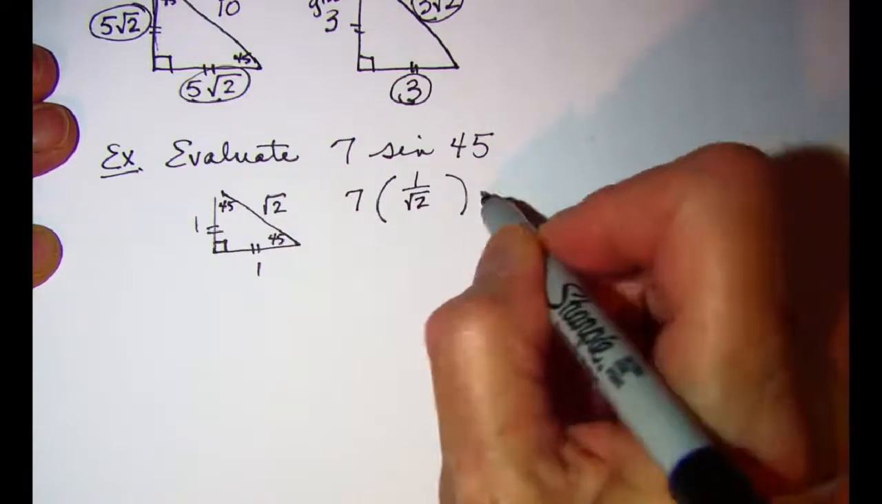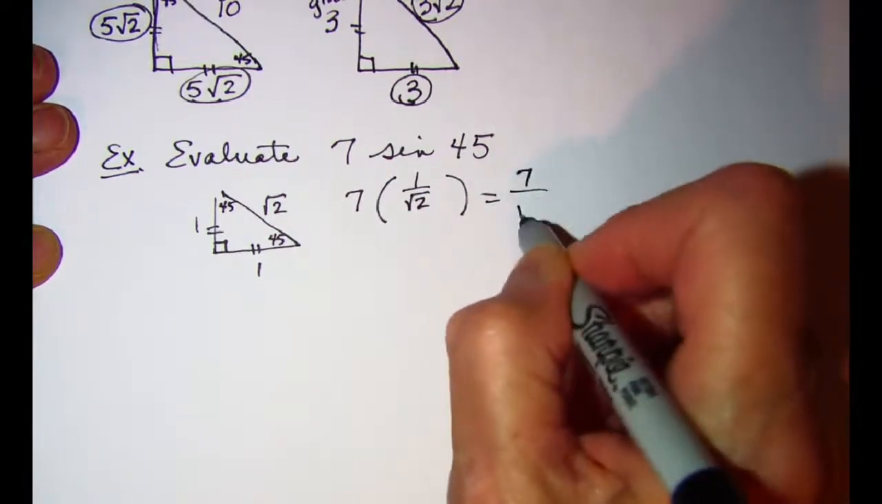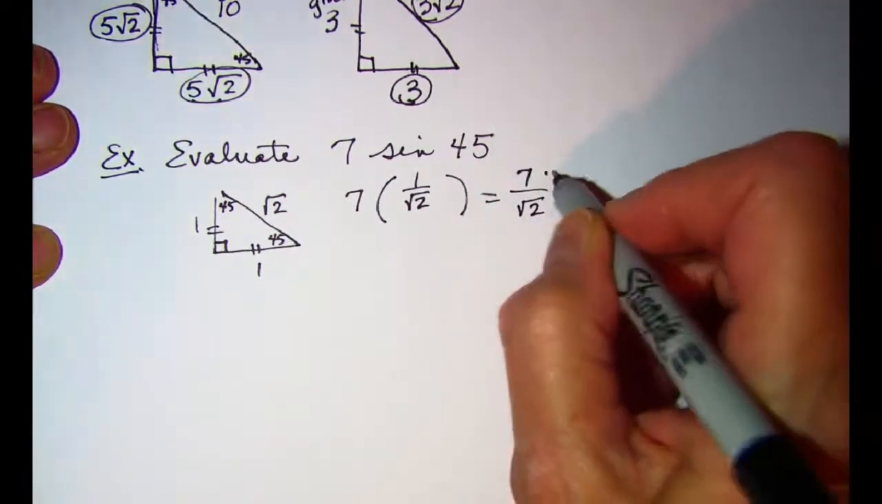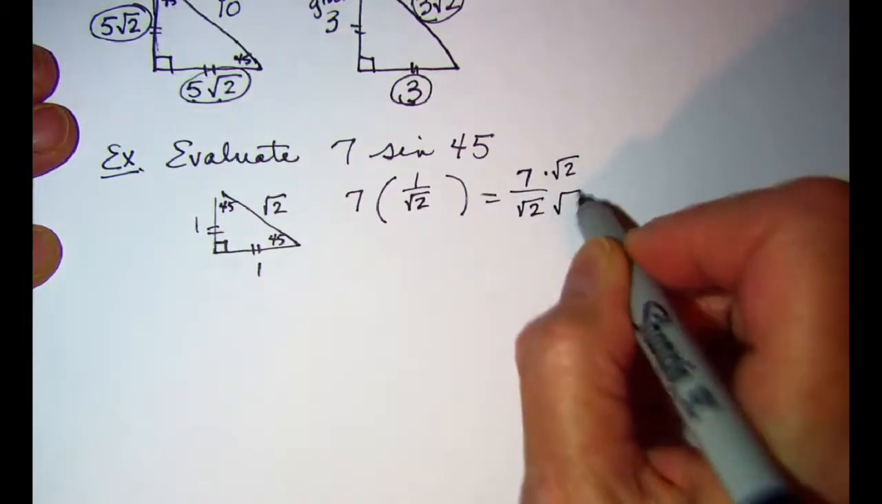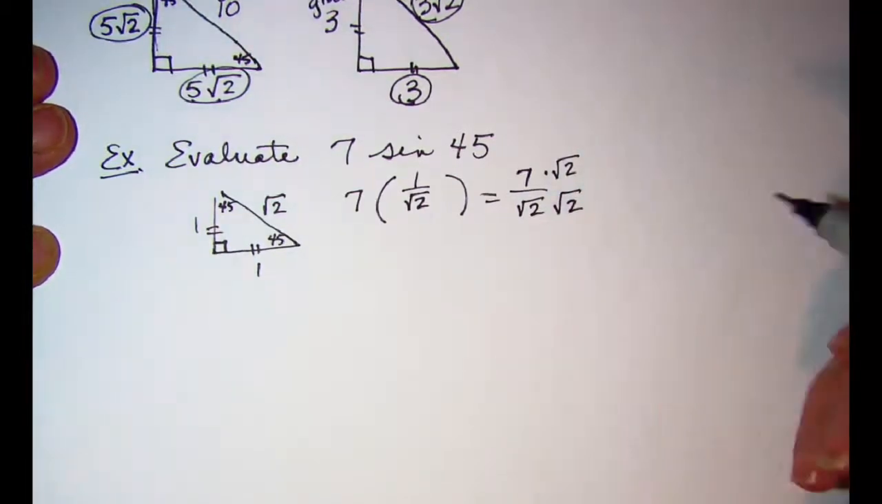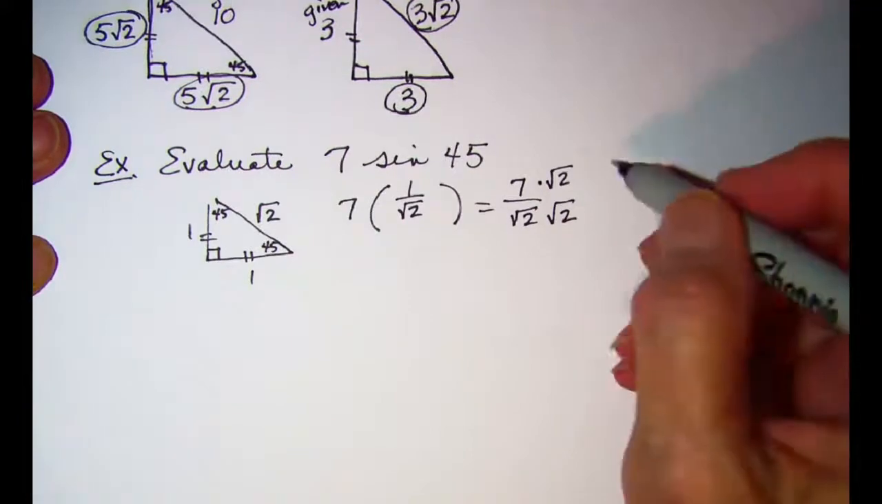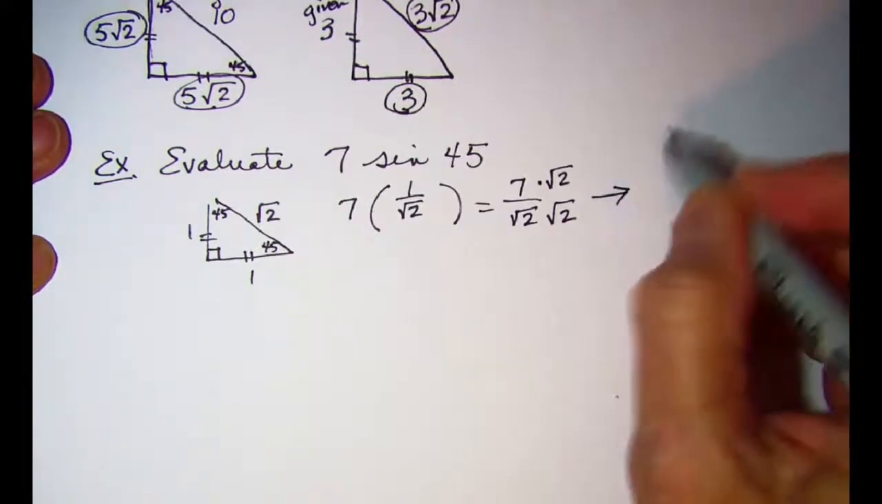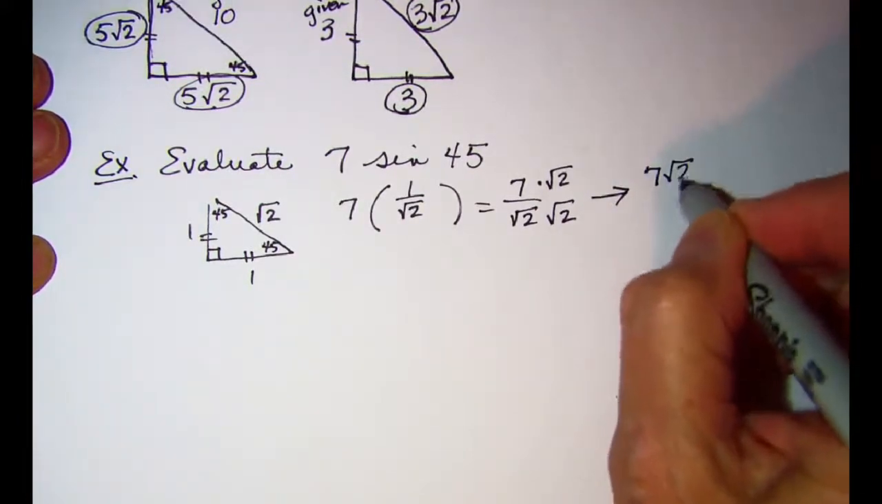When I multiply here, I get 7 over the square root of 2, but then I need to rationalize that denominator, so I'll multiply top and bottom by square root of 2 to get 7 square root of 2 over 2.